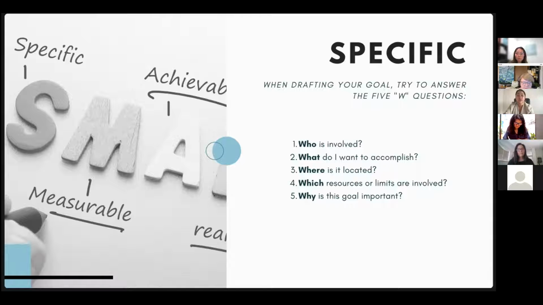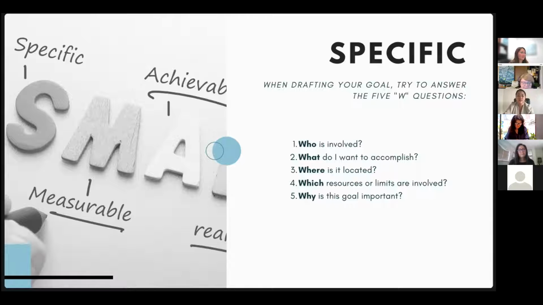Which resources or limits are involved? So you're going to want to determine any related obstacles or requirements. This question can be beneficial in deciding if your goal is realistic. For example, if the goal is to open a baking business, but you've never baked anything in your life, that might be an issue. So as a result, you might refine the specifics of the goal and actually set the goal to be learn how to bake in order to open a baking business.